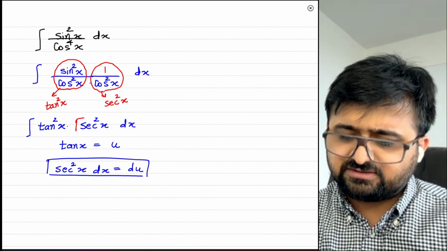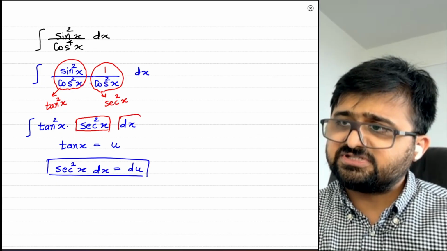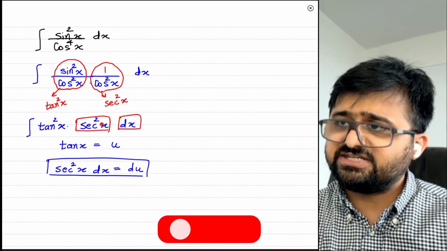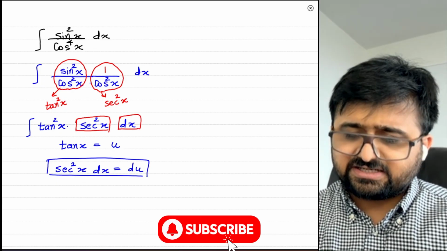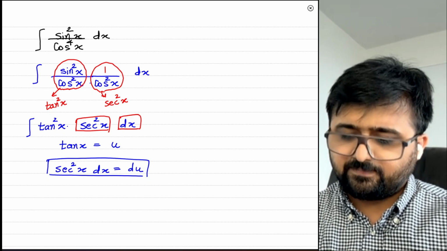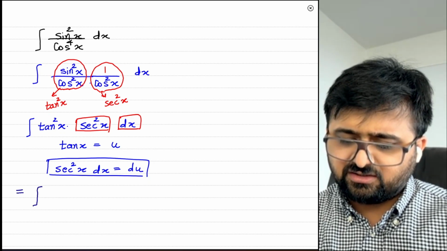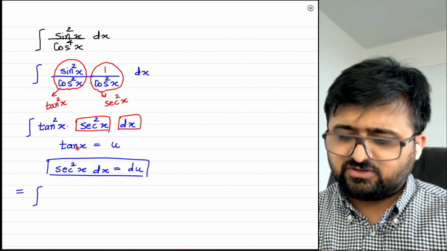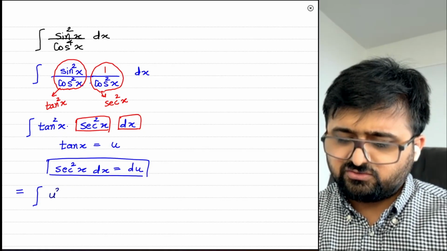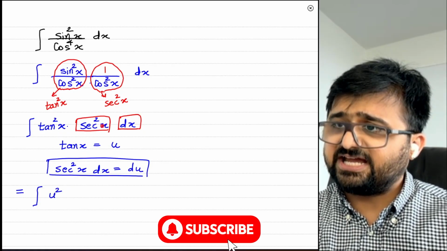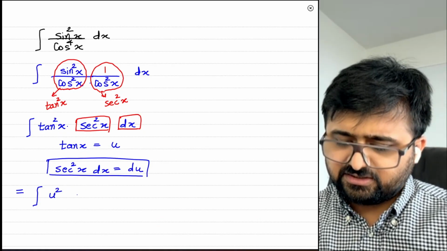Notice that over here, sec square x times dx. So sec square x times dx is nothing but du. So we can convert that integral now in the u world. So that will look like the integral of u square, because tan x is u, and sec square x times dx is nothing but du.